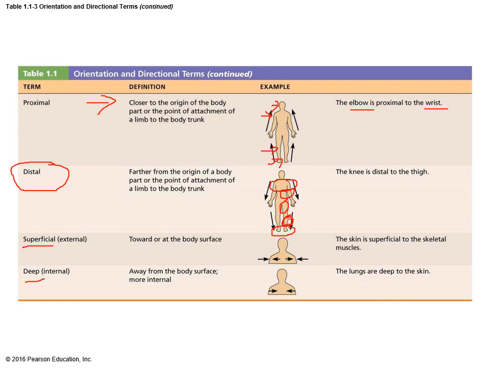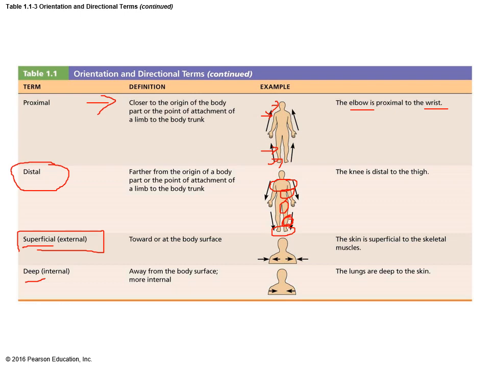Our last two terms for this table are going to be superficial and deep. Superficial means that it's lying directly on the surface, and deep means that there's usually a layer that is hidden above it that needs to be removed before whatever item you're looking at can be observed. So for instance, your skin is the most superficial aspect of your body, okay? Because that's what covers it.